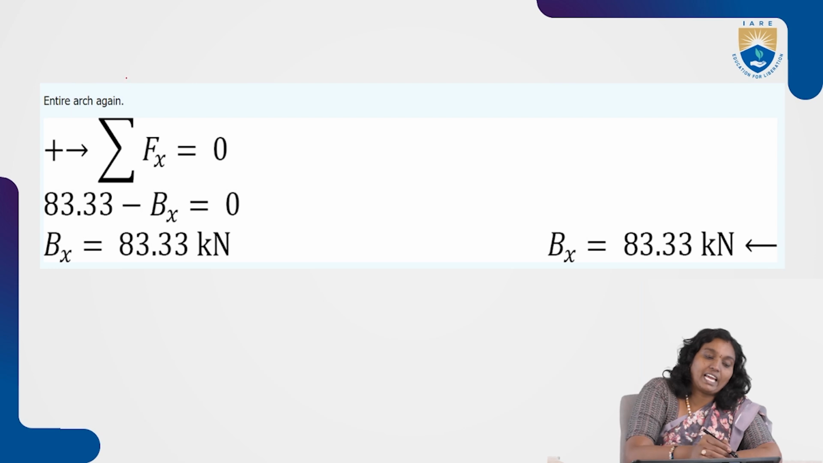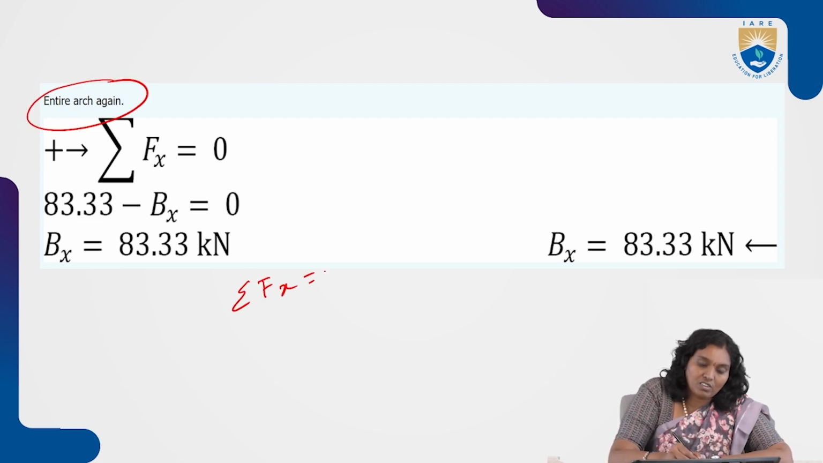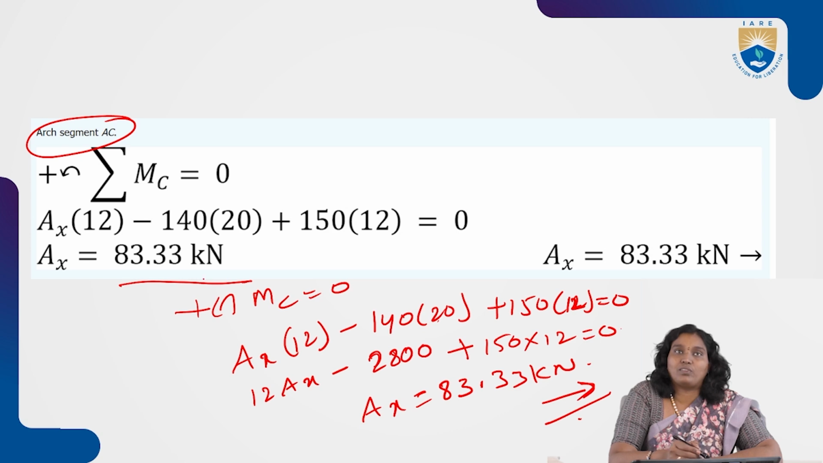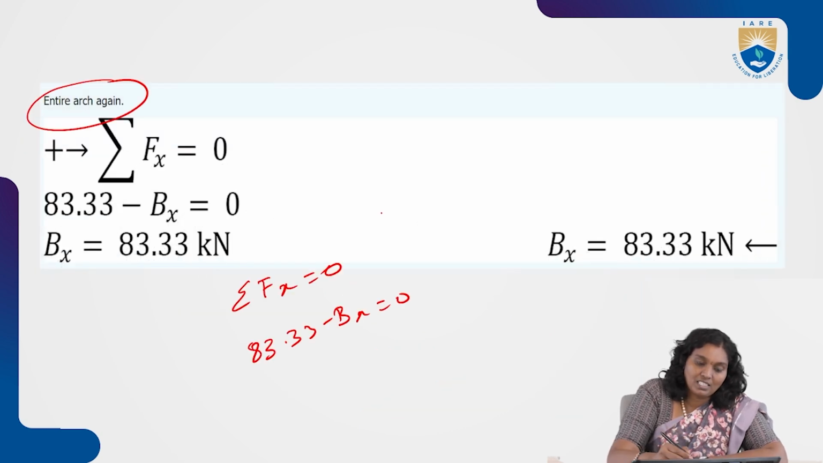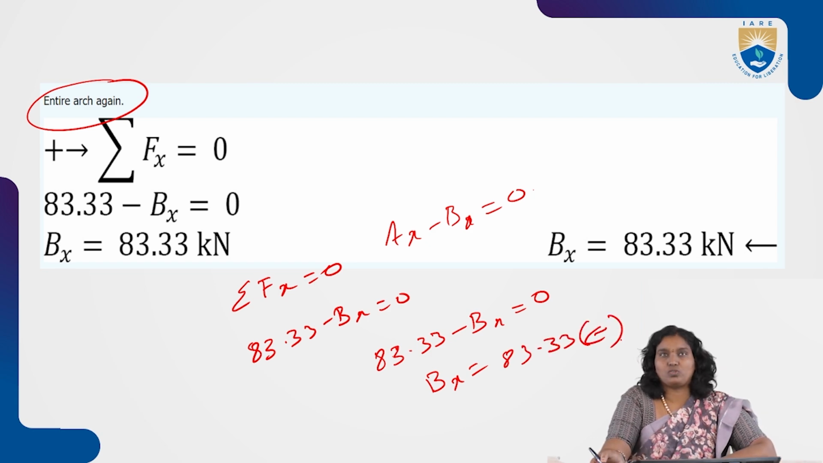Now for the entire arch, we didn't get the remaining parameters yet. So the sum of Fx is equal to 0: 83.33 minus Bx is equal to 0. We already know the Ax value. So the actual formula is Ax minus Bx is equal to 0. Here Ax is equal to 83.33, minus Bx is equal to 0. So Bx is equal to positive 83.33. This direction is inward, on the positive side.